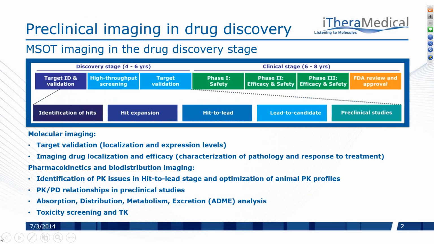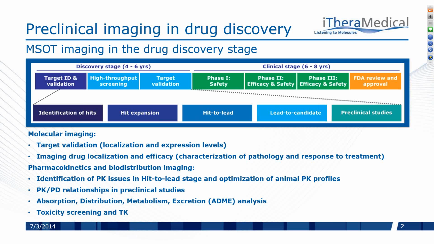When we look at the preclinical imaging role in the drug discovery process, we can see several stages where imaging can be very important. First of all, if we look at the entire drug development process, it takes up to 12 years, and it consists of a discovery stage early on and a clinical stage later on. In this webinar, we want to focus on the discovery stage because it's very important to make the right decisions early on, because the clinical stage gets very expensive and very time-consuming.